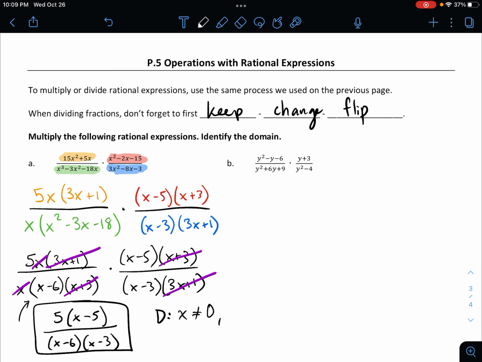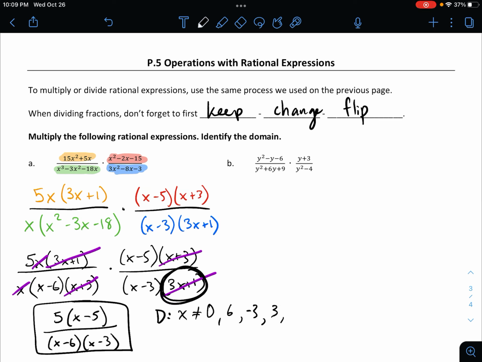Right here with the x minus 6, I can't plug in a 6, because if I plug in a 6, 6 minus 6 is 0. Again, that's not allowed. All right, so it can't be 6. Over here we had an x plus 3, so I can't plug in a negative 3, because negative 3 plus 3 is 0. If I look here, I can't plug in a positive 3, because 3 minus 3 is 0, so it can't be a 3.